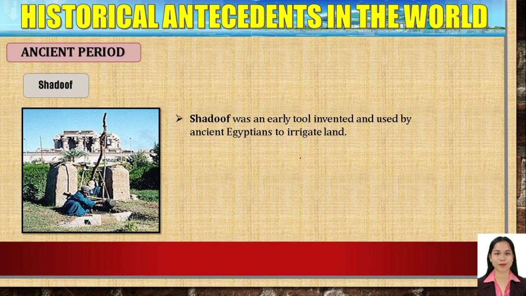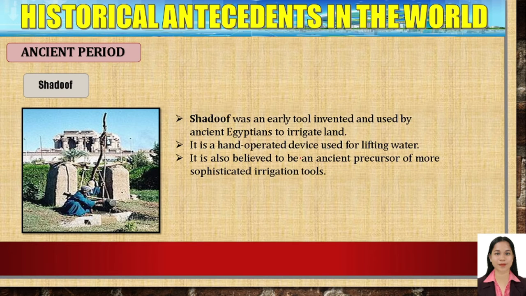So the shadow, also spelled as shadow, is a hand operated device used for lifting water. Its invention introduced the idea of lifting things using counterweights. Because of this invention, irrigation and farming became more efficient. So dahil dito sa invention na to, mas napadali yung pag-irrigate and farming ng mga tao dito. The shadow is also believed to be an ancient precursor of more sophisticated irrigation tools.